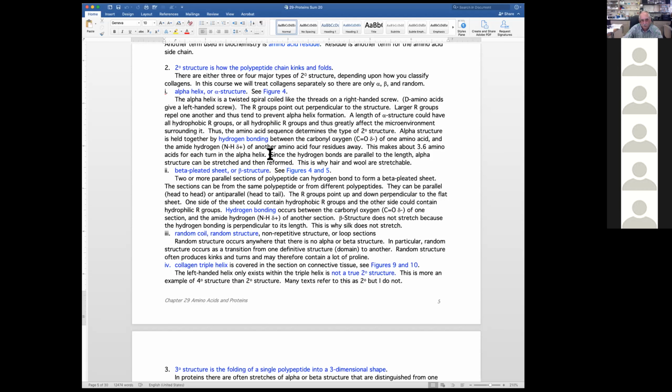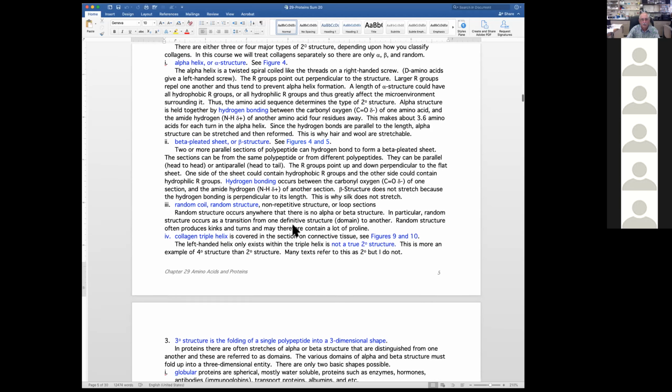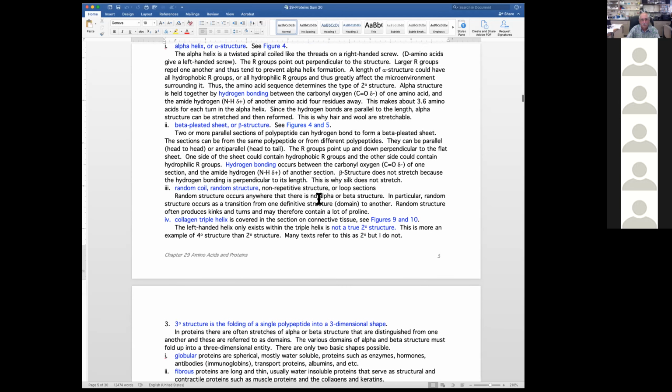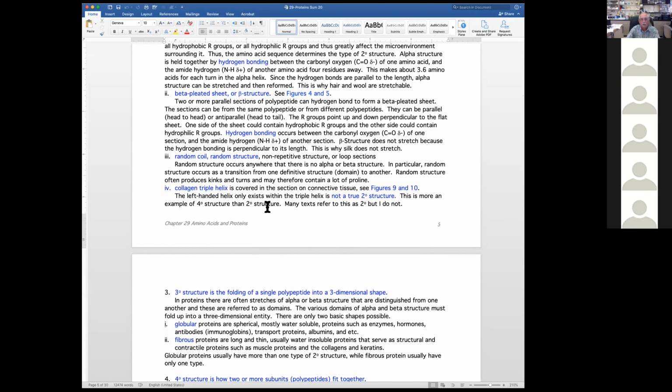And in the beta pleated sheet, there's hydrogen bonding between the carbonyl oxygen of one section and the amide hydrogen of another section. And it's not stretchable. In random coil, is this anything that's not repetitive? Let's see.